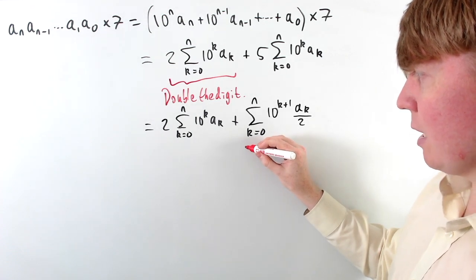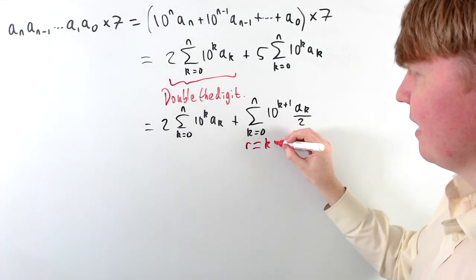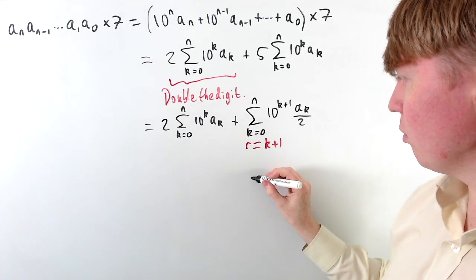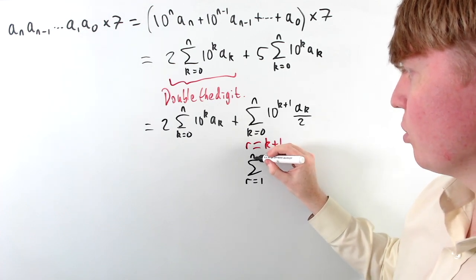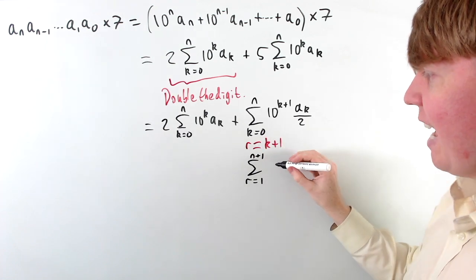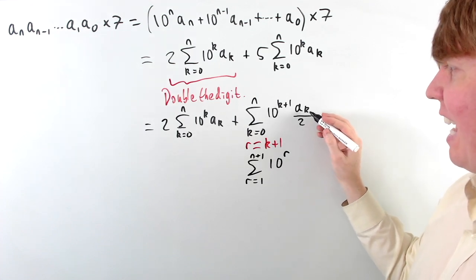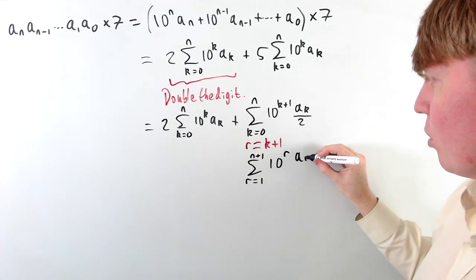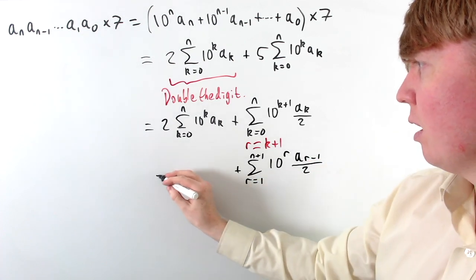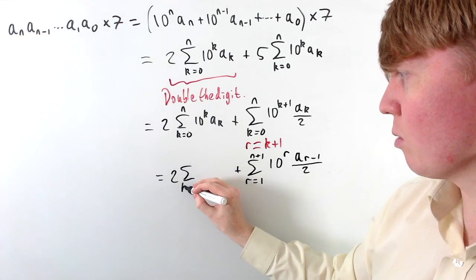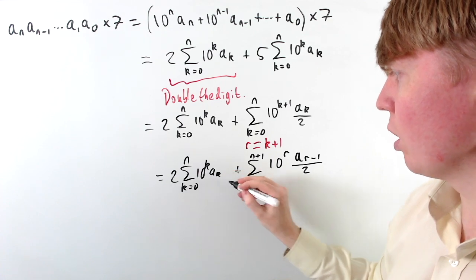So we're actually going to re-index this sum. Let's introduce a new variable r, which is k plus 1. This allows us to write our sum as the sum going from r equals 1 up to n plus 1, rather than just up to n. Because r is k plus 1, it's 10 to the r, and k is r minus 1, so a_k becomes a_(r-1). This still all gets divided by 2. And we've still just added the original sum there as well, from k equals 0 to n, which is just double our original number we were working with.